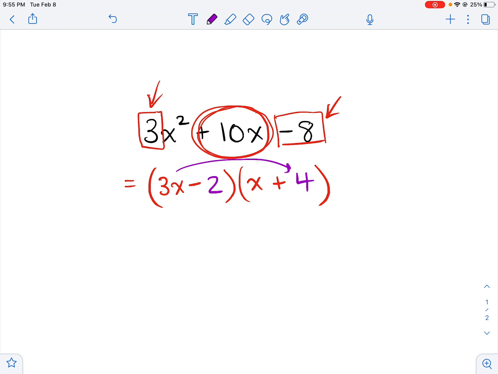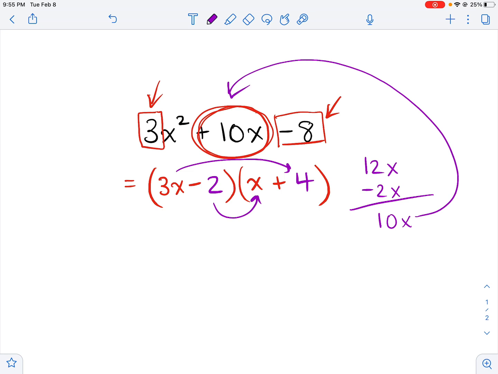Okay, so let's see what happens. 3x times 4 will be 12x, and negative 2 times x will be negative 2x. When I add those together, I get 10x, which is this guy. So yes, that will work. My final answer was 3x minus 2 times x plus 4. And if I'm not really sure, I can just expand the whole thing out. Okay, and that was just a guess method.